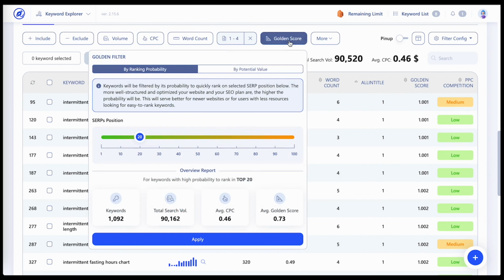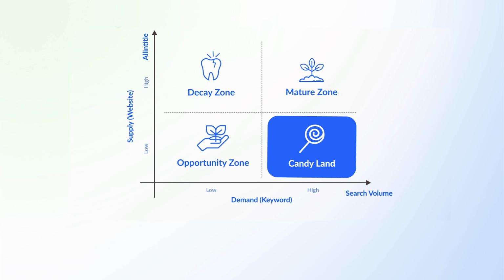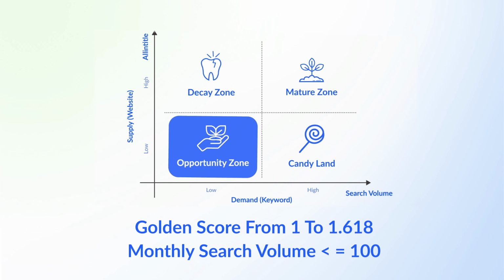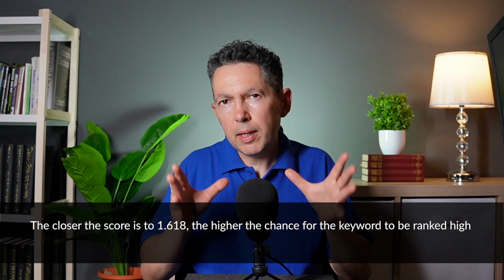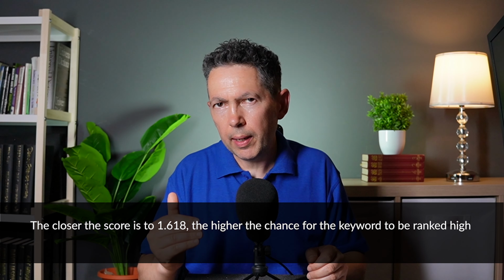This is super handy as you can very quickly see the number of real competitors for any keyword. In the next column, you can see the golden filter score for every keyword. The recommended golden score of WriterZen is from 1 to 1.618. The keywords in this range have a high chance of belonging to the Candyland zone if the monthly search volume is greater than 100. If, on the other hand, the monthly search volume is less than 100, they might belong to the opportunity zone. If the golden score is from 1.618 to 10, the keywords might belong to the mature zone. The rule of thumb here is this: the closer the score is to 1.618, the higher the chance of ranking that keyword high. So consider working with keywords in this range in the beginning, but don't forget to check the competition before you commit.